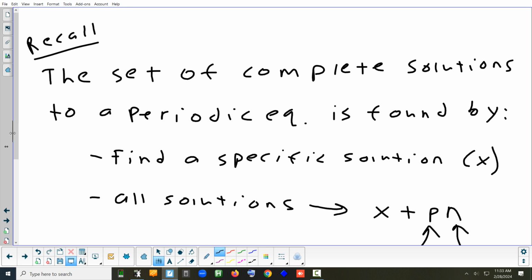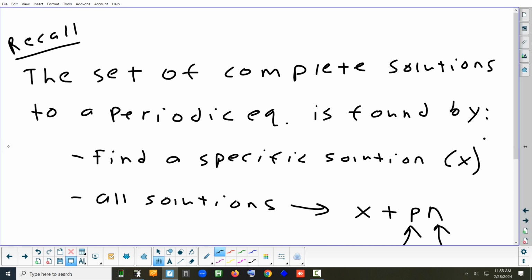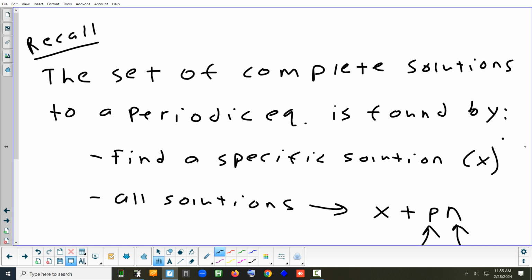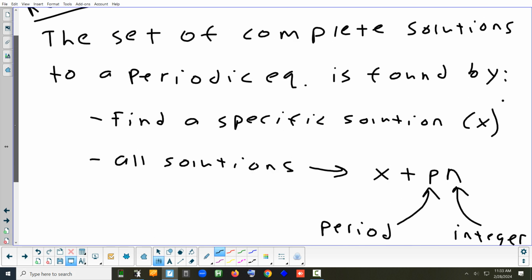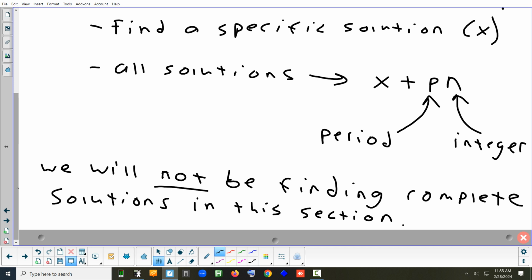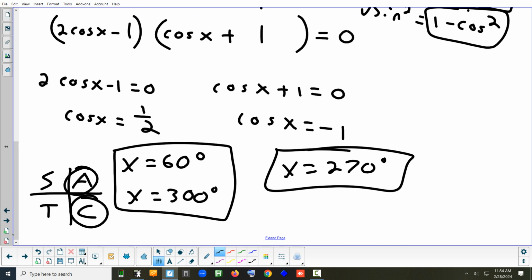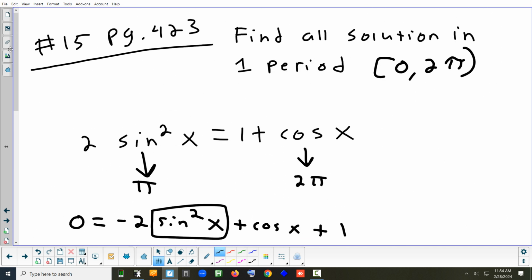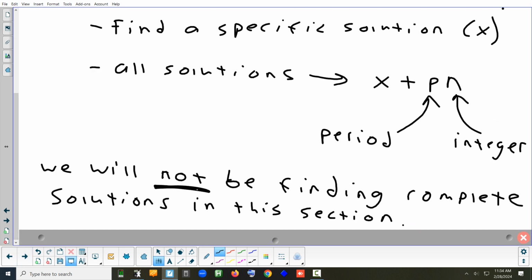Okay. So just a reminder, you really don't need to write this down. When you're looking for all solutions, you have to put the plus 2 pi n on your answer. In this section, we're not doing the plus 2 pi n. If we wanted all solutions to the last problem, I would have put plus 360n on each of these. But the direction specifically said in one period. And that's pretty much what all the directions are going to say in this section.